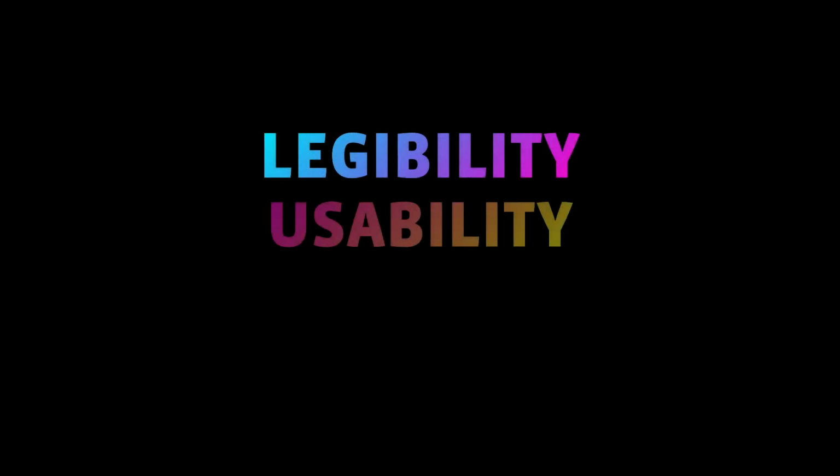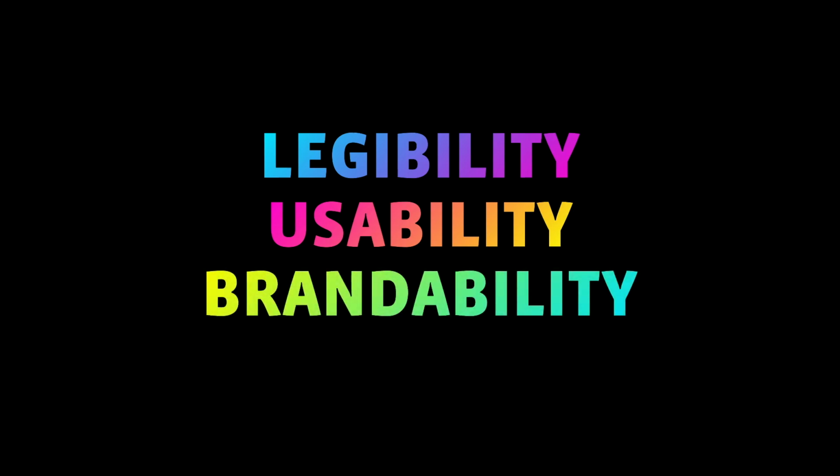And I'm going to talk to you about three of those asterisks, three areas of concern that I think you might want to think about. Those three areas are legibility, usability, and brandability. I don't know if that's a word, but I had to follow the rule of threes. And for each of these things, I'm going to give you some things to think about.